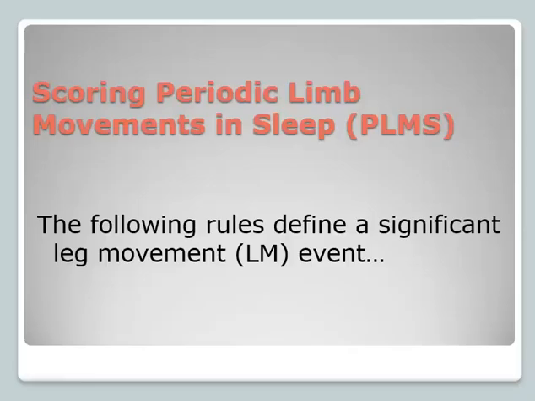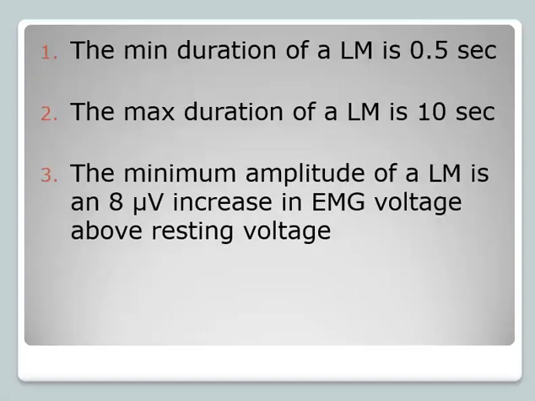So PLM, periodic limb movement. The following defines a limb movement event. It's got to be a minimum of half a second long with no longer than 10 seconds. The minimum increase is an 8 microvolt increase above your resting voltage level.